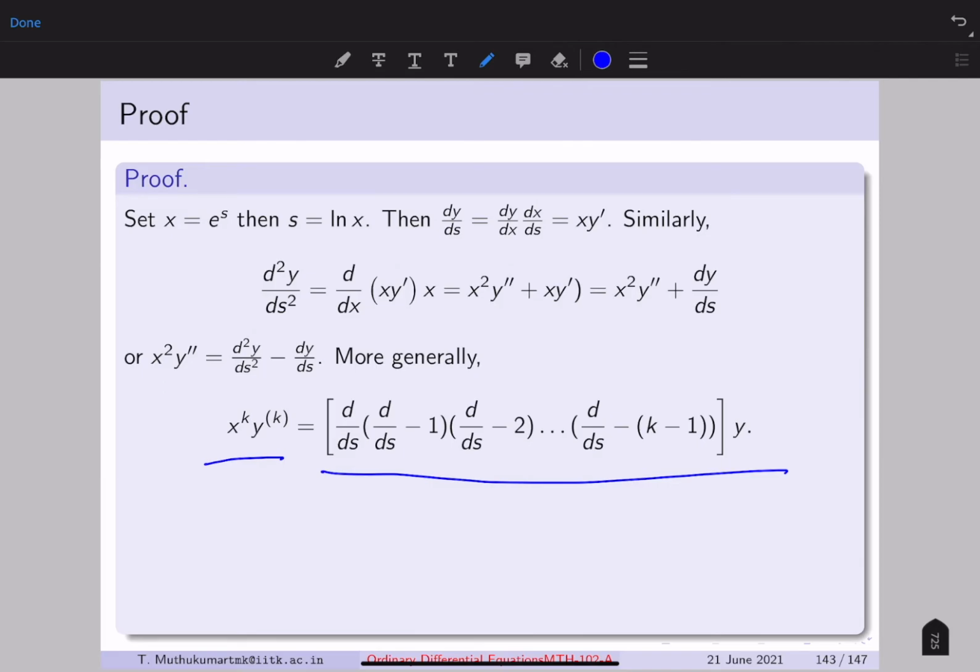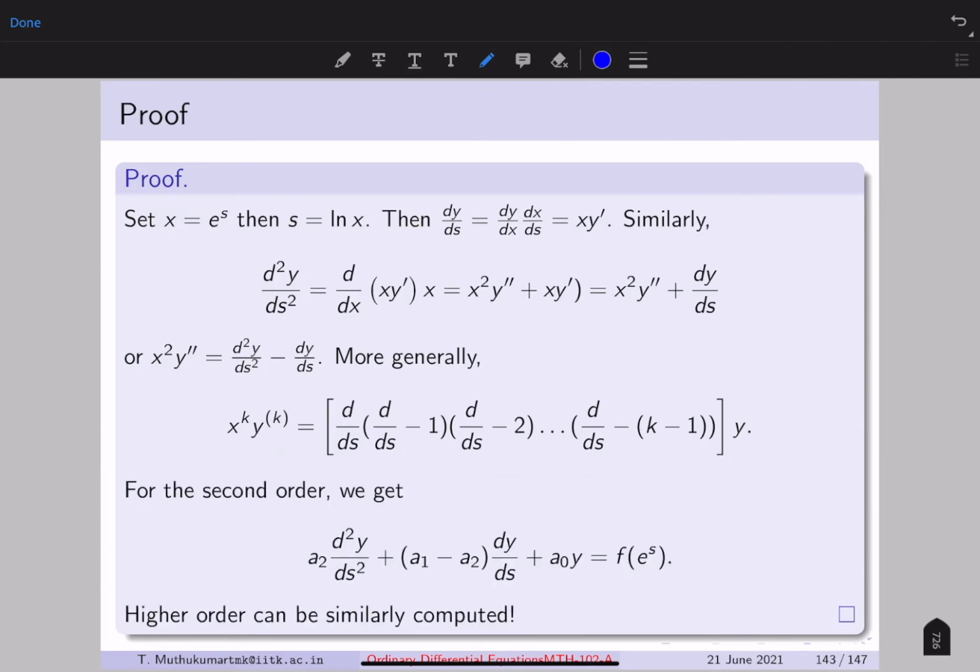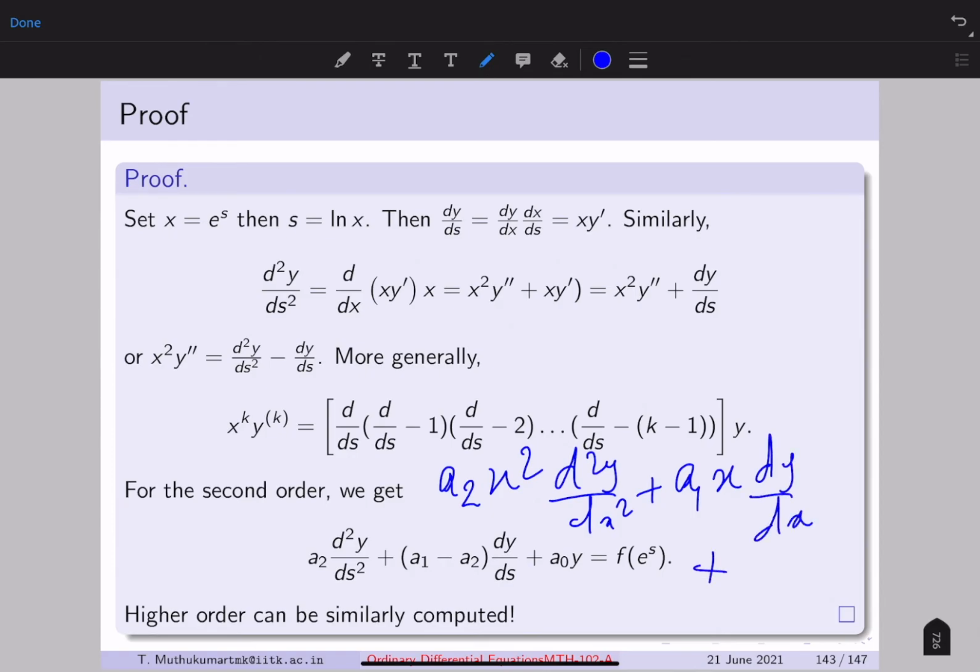So in particular, for instance, if you started with a second order ODE of the Cauchy-Euler form, how does the second order ODE of the Cauchy-Euler form look like? It looks like a2 x square d square y by dx square plus a1 x dy by dx plus a0 y equal to f(x). Right?